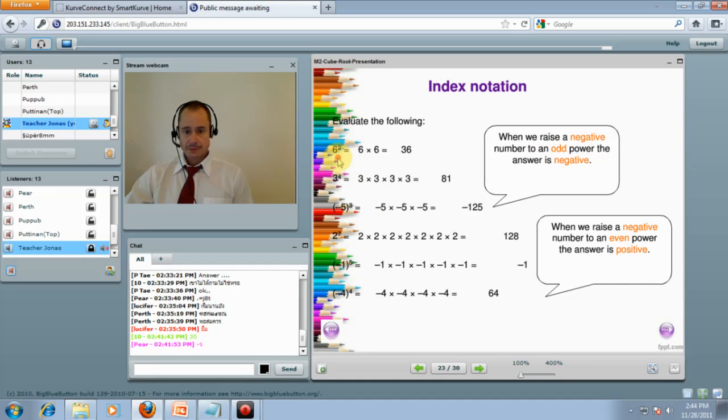So if you have 6 to the power of 2, it's 6 times 6, which is 36. And 3 to the power of 4 is 3 times 3 times 3 times 3, which is 81. And if you have a negative number and you have an odd power, then the answer is negative, like you can see here.